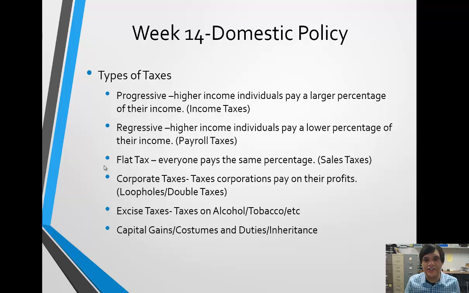Excise taxes are just taxes on what are called vices, basically things that are socially delinquent in a way. These are things like alcohol, tobacco, and things like that. And then capital gains, customs, duties, and inheritance taxes. I'm not really going to put those on your test, but those are certain types of taxes that we did talk about in the original lecture.